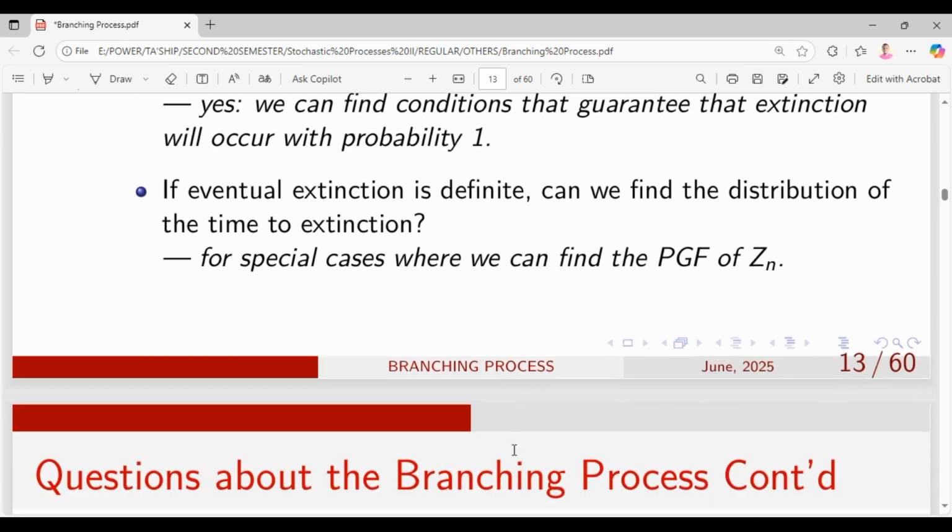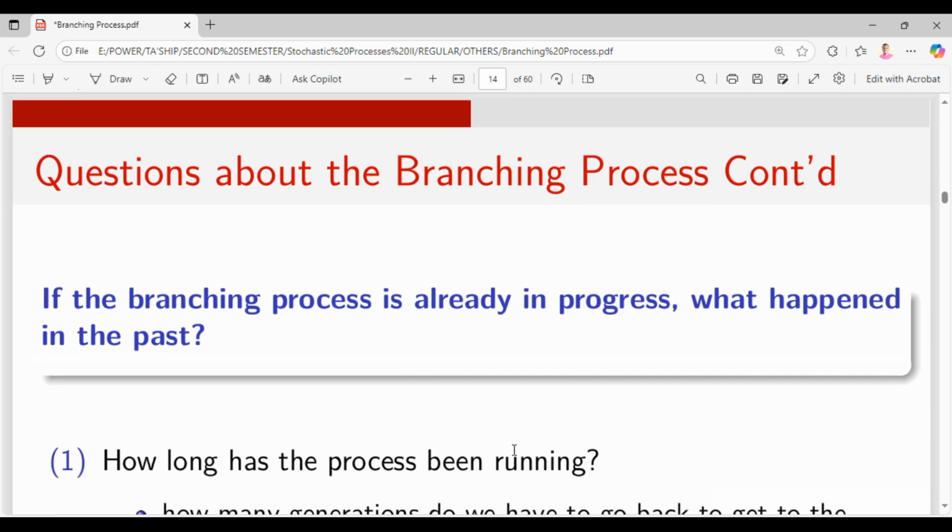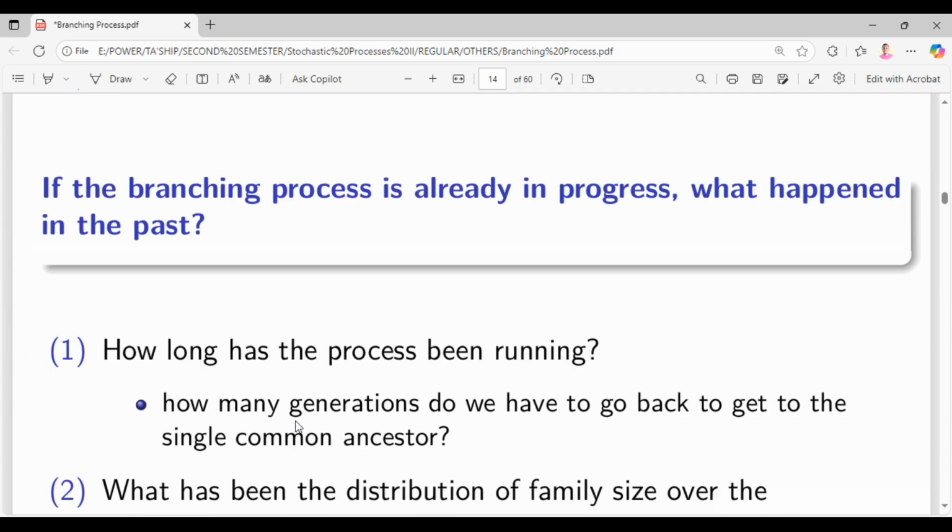Yeah, so let's look at questions. The second major question, the one Galton and Watson actually asked: if the branching process is already in progress, what happened in the past? In this case, we say that the process has been running, like we know that it has begun. Maybe you are somewhere and you don't even know your root. We want to trace back to your initial ancestor. Where do you come from?